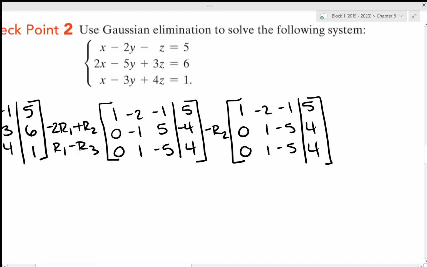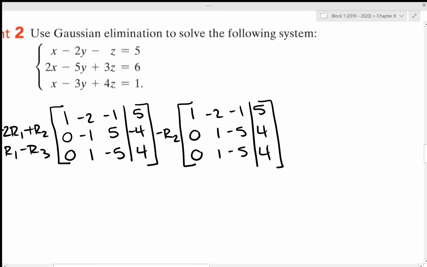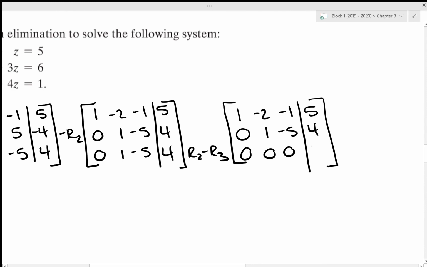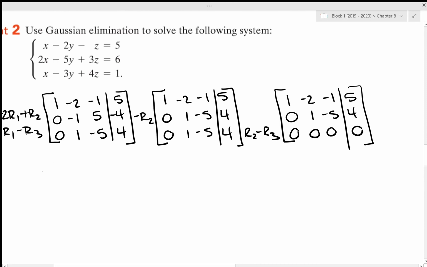Again, rows 2 and 3 are identical, so we know we're going to have that infinite solution kind of situation. So I'm going to do row 2 minus row 3 because they're the same. And when I subtract something that's identical from the other, you're going to end up with all zeros. So 0, 1, negative 5, 4 for the second row. Then we have 0, 0, 0, 0. I got it in row echelon form as much as I possibly can. So now I'm going to write it as a system.